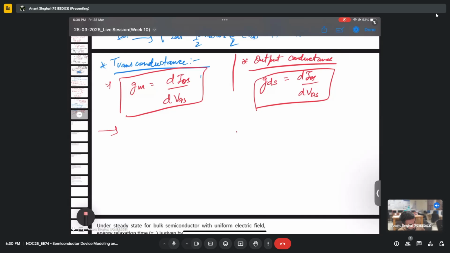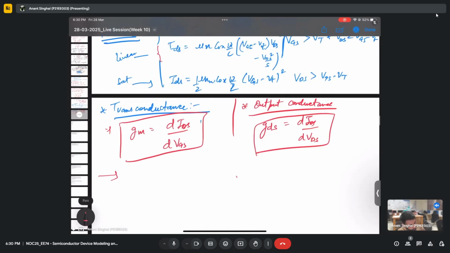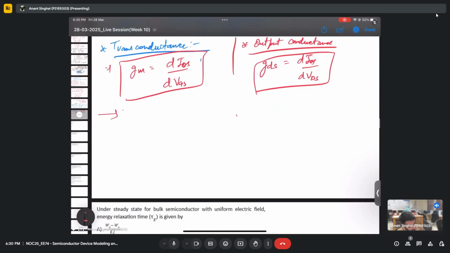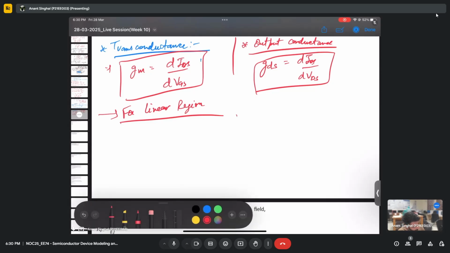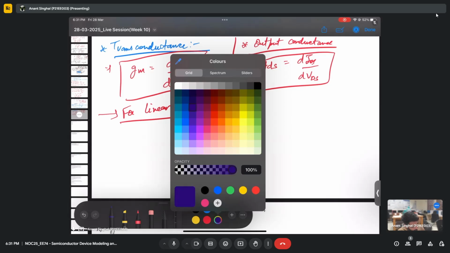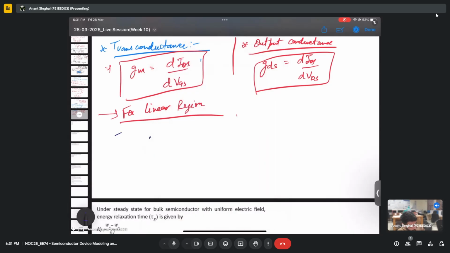Now, as I said, we have two different IDs. So GM for the linear region is different, and GM for the saturation region is different. We just need to differentiate with respect to VGS to find both of them. Let's start with the linear region. Can you calculate and let me know what the GM is quickly? Let me write the equation: mu n Cox W by L, VGS minus VT times VDS minus VDS square by 2.